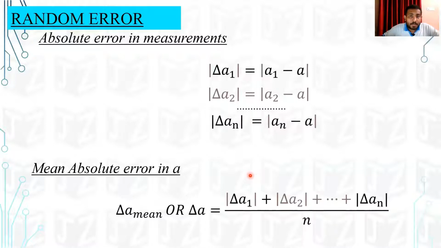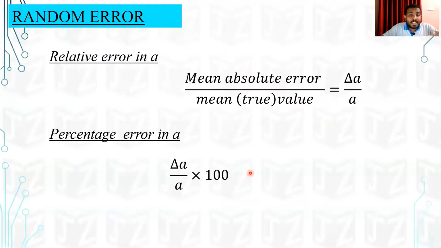From the mean value, we take the difference and we get the error. Then we have the absolute error, then the mean absolute error. This absolute error and mean absolute error show how much error there is in a quantity. So it does not show how accurate our measurement is. In order to find out how accurate our measurement is, we take two quantities known as the relative error and the percentage error.